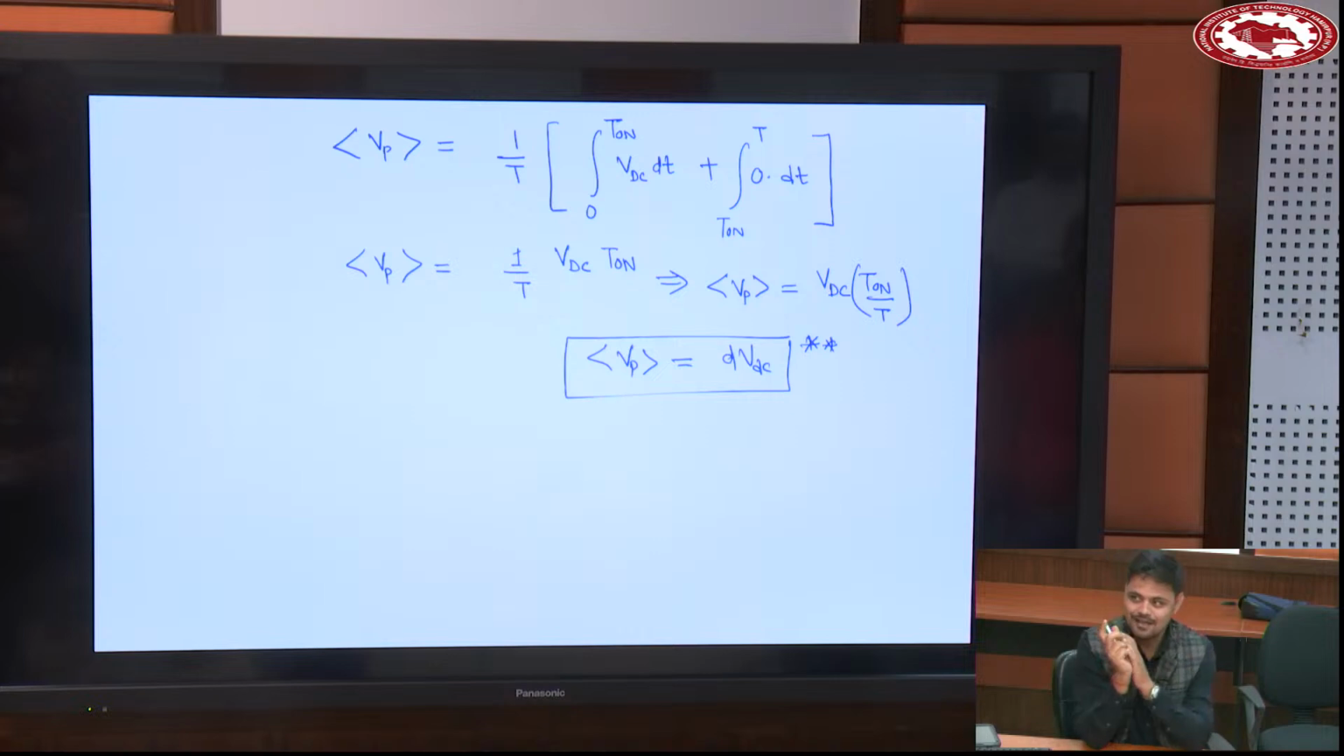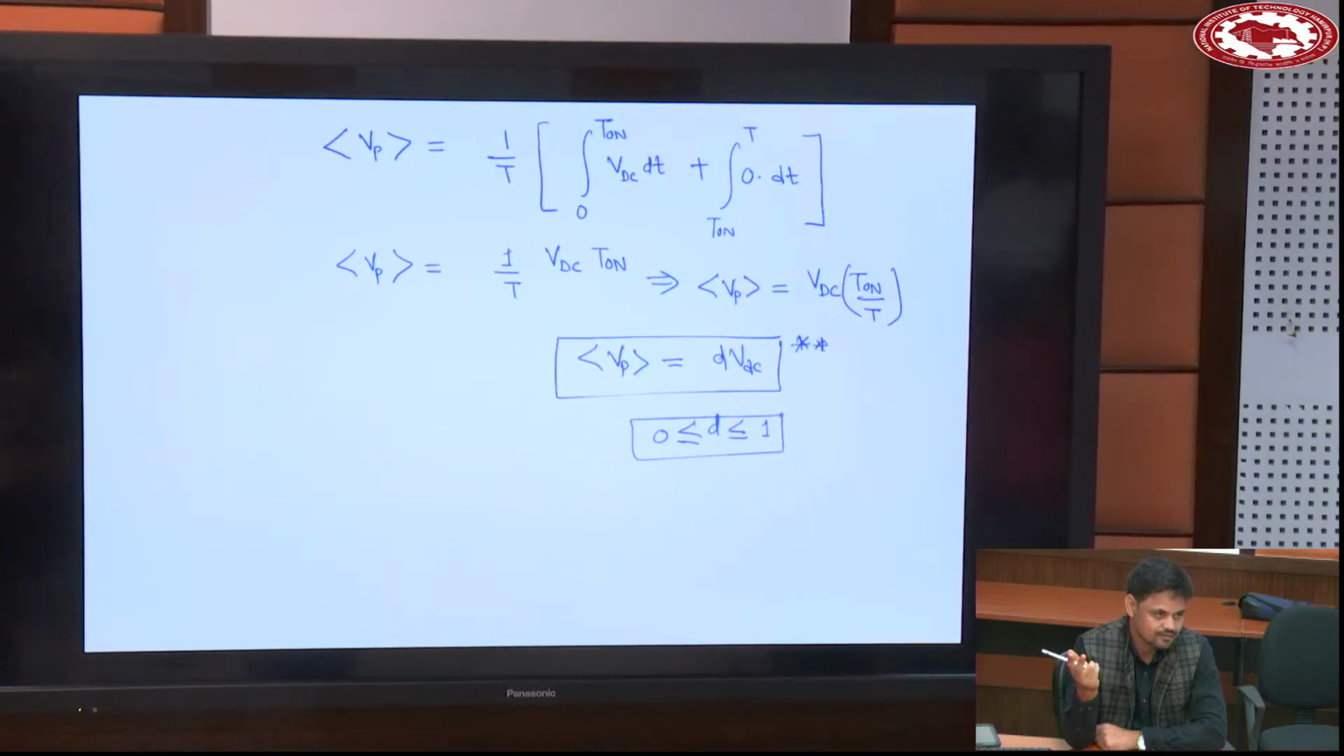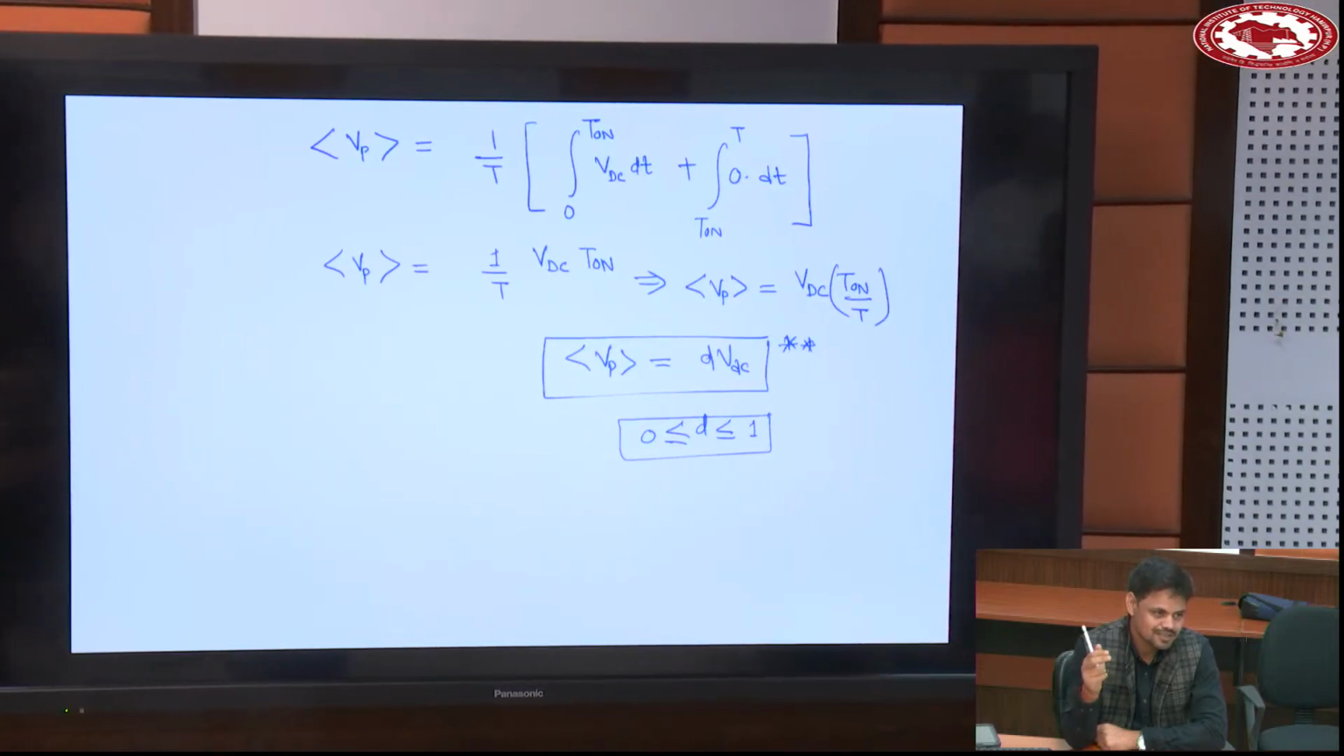So when I asked what is the average value of pole voltage, you told VDC by 2. It is correct, but for D equal to 1 by 2. It can have any value depending on the D. D is a variable which can have any value between 0 to 1. So ultimately by controlling duty ratio, you can control the average value of the pole voltage, the output voltage, and you can have any value between 0 to VDC. So it's a controlled DC-DC converter, the buck converter only, which was discussed in the morning, correct?